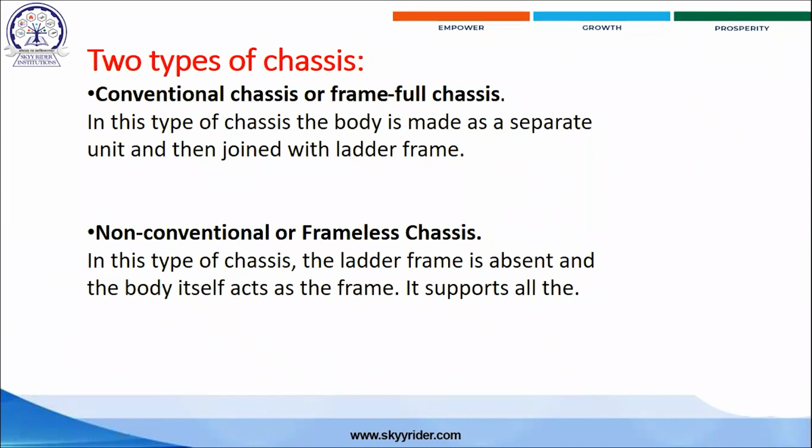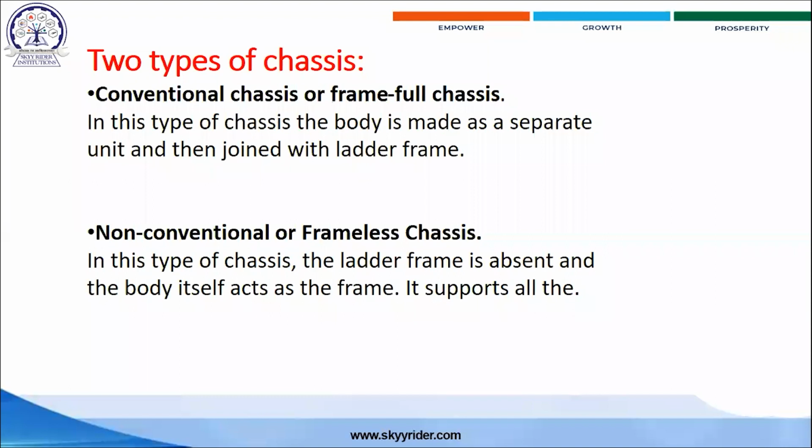The first one is the conventional chassis, which has another name, the full frame chassis. In this type of chassis, the body is made as a separate unit and joined with a ladder frame. That means in a conventional or full frame chassis, the chassis is different and your body is different. That chassis will be taking the whole stress, strain and load of everything on the body.